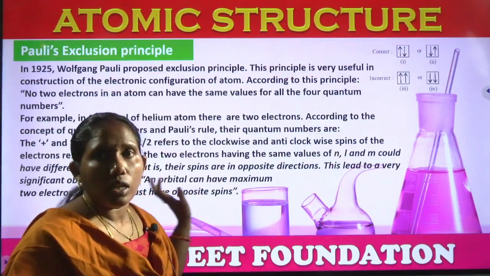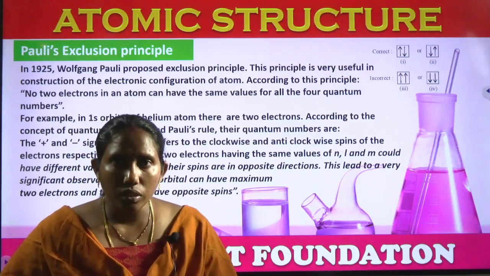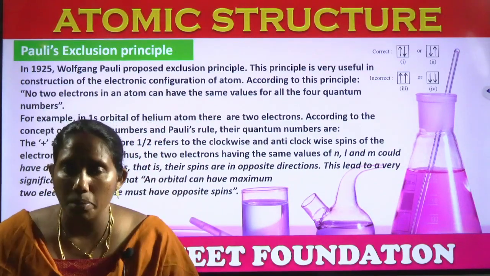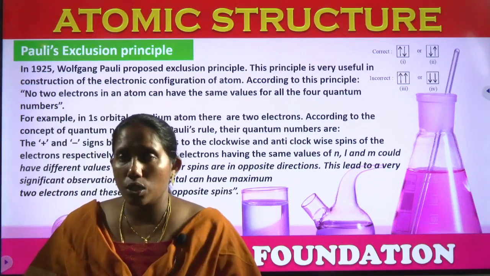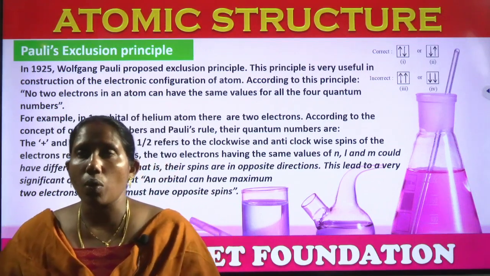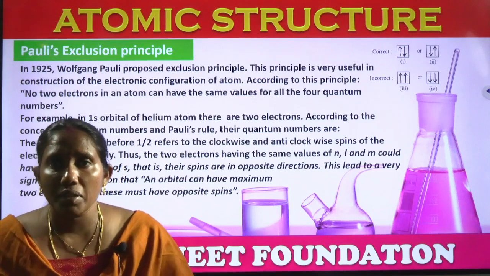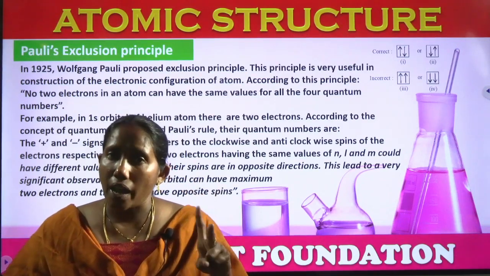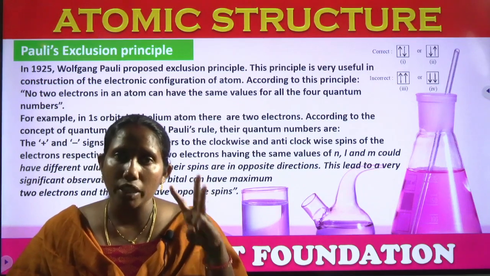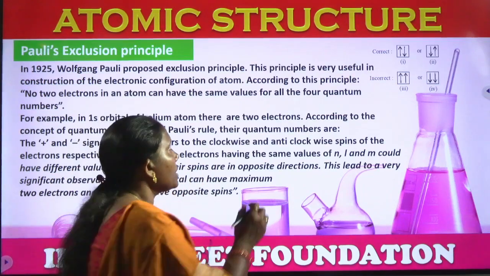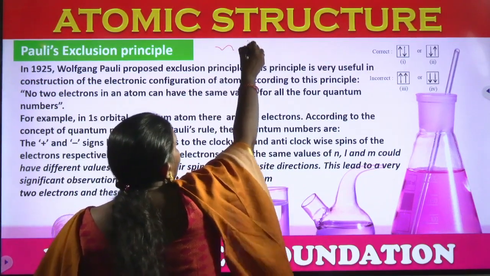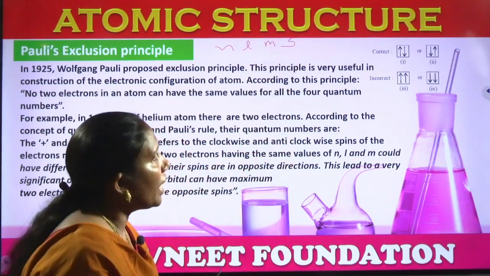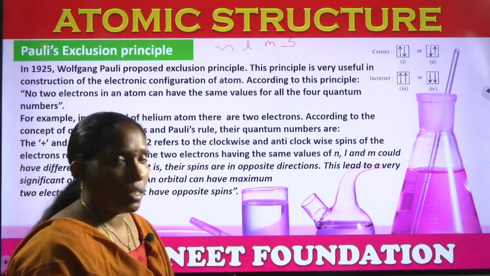Now comes the next one, Pauli's exclusion principle. What is Pauli's exclusion principle? As we discussed about the quantum numbers, how many quantum numbers do we have? We have 4 quantum numbers: principal quantum number, azimuthal quantum number, magnetic quantum number, spin quantum number. Means n, L, m and s. n, L, m, s. Right?